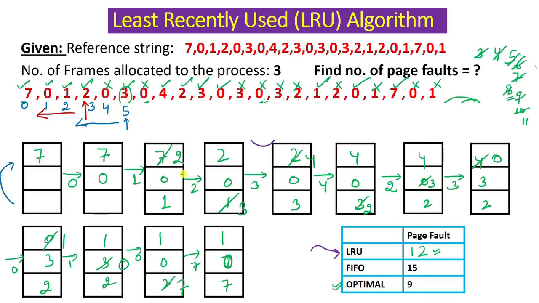When 3 came, you said 0 should be replaced, because out of 7, 0, 1, 0 is the oldest page. So 0 should be replaced according to FIFO. But when we talk about LRU, it says just look at the past, and whichever page is used the least in the recent past should be replaced. So 1 was replaced, 0 was accessed just now at 4 p.m.